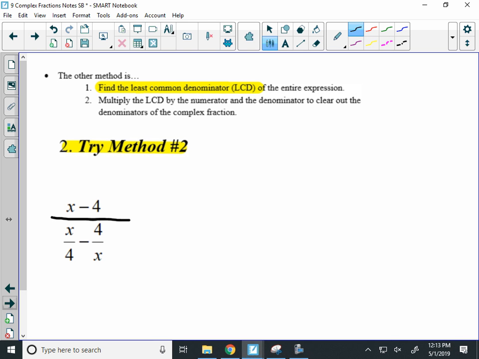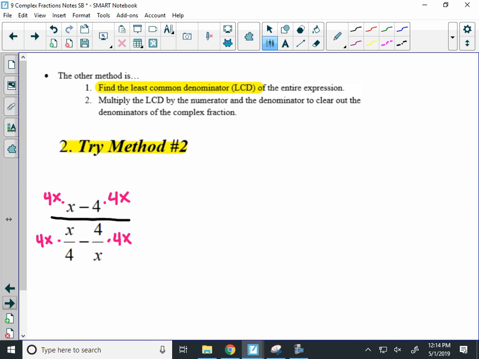So, what's the denominator of x minus 4? 1, right? And then we have a 4 in the denominator and an x. What would be the least common denominator of all three of those fractions? 4x. Right? If I had to find a common denominator of all three, it would be 4x. So what you're going to do is multiply everything by 4x. You're going to multiply the x by 4x, the 4 by 4x, the left fraction by 4x, and the right fraction in the denominator by 4x.